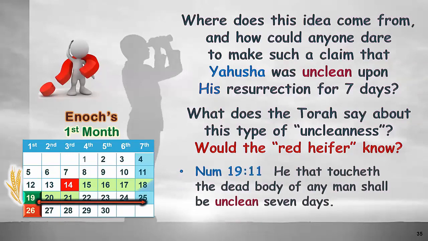Numbers 19:11. He that toucheth the dead body of any man shall be unclean for 7 days. So this is what is being applied to Yahusha, so that they can demand that he was unclean for 7 days after he arose. Therefore, they can delay their wave sheaf ceremony for 1 week or 7 days to Abib 26. So what happened in those 7 days? What events took place in those 7 days?